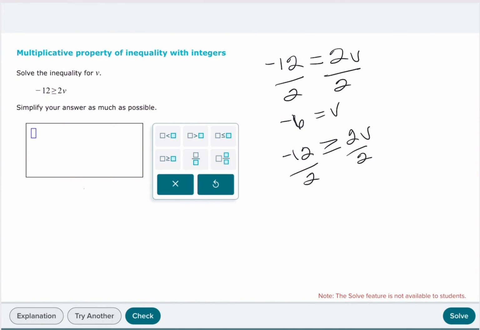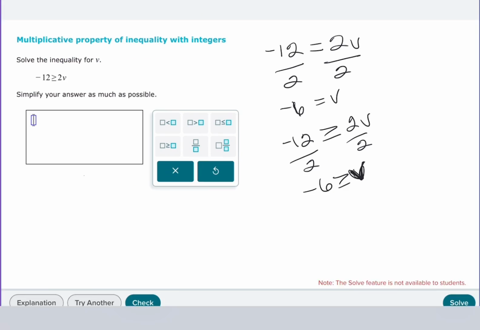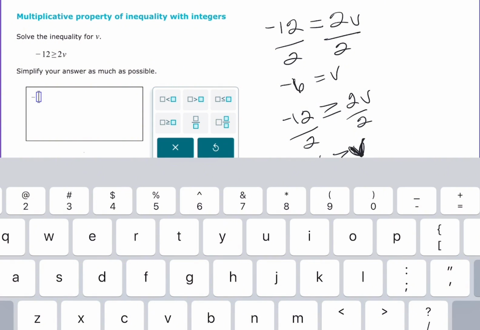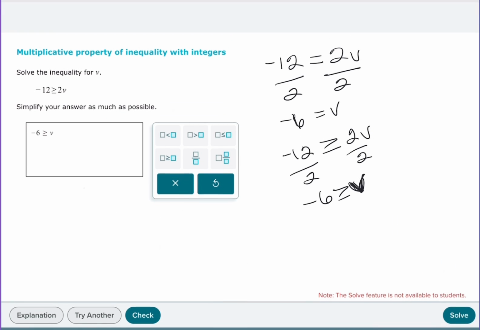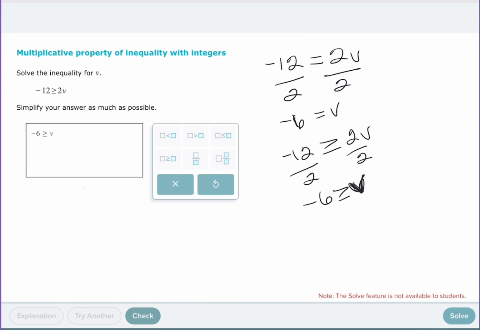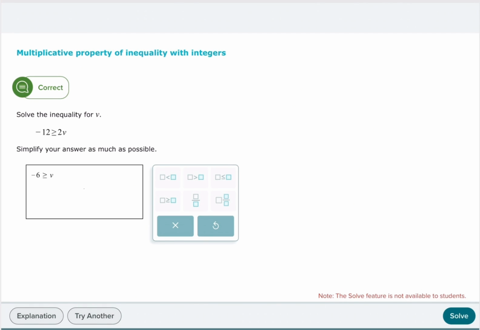Just a couple little rules that are a little bit different when you solve with inequalities, and we'll probably run into one of those. So negative 6 is greater than or equal to v. Let's try another one.